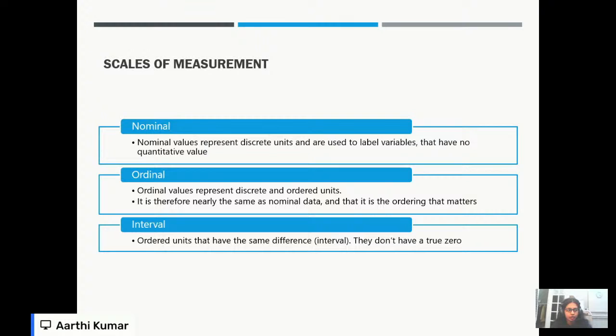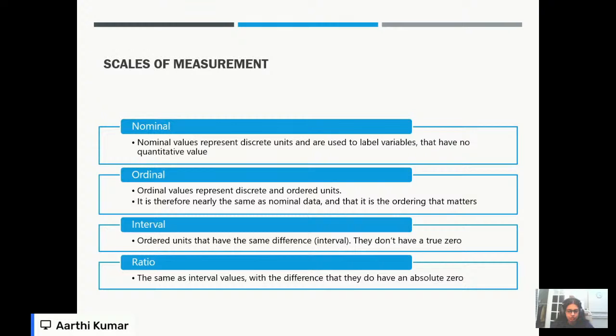So interval scales are ordered units that have the same interval. They don't have a true zero. Example, a temperature scale. So the interval is the same. Zero in an interval scale means something. It doesn't mean no value. It also means a kind of measure. So 0 Celsius or 0 Fahrenheit is also a measure.